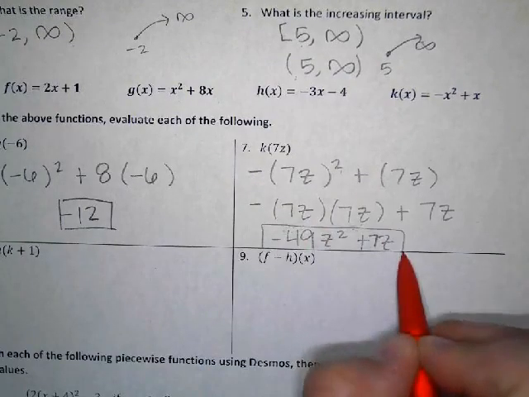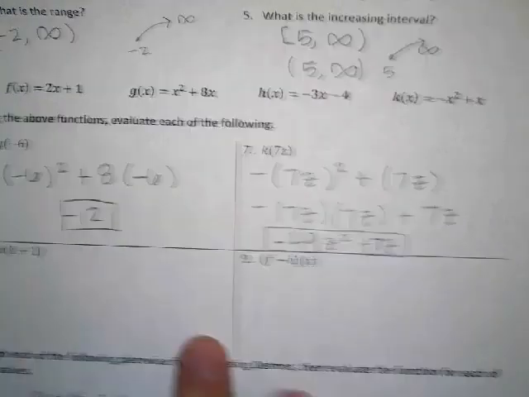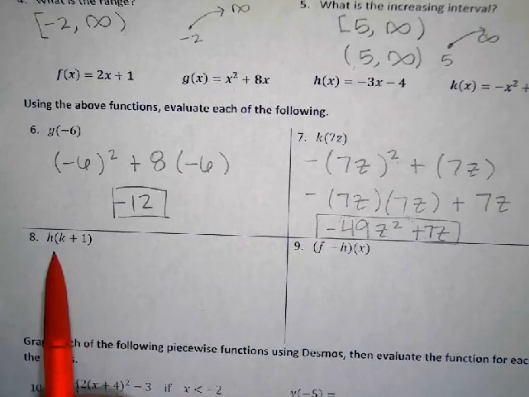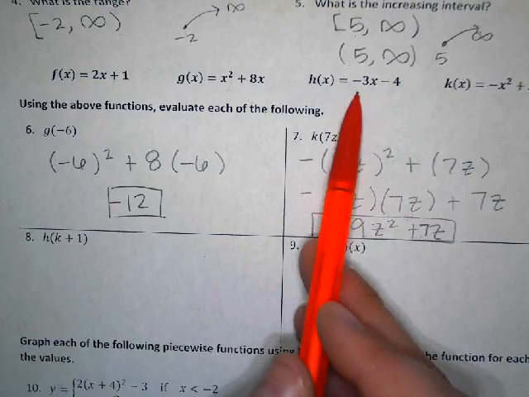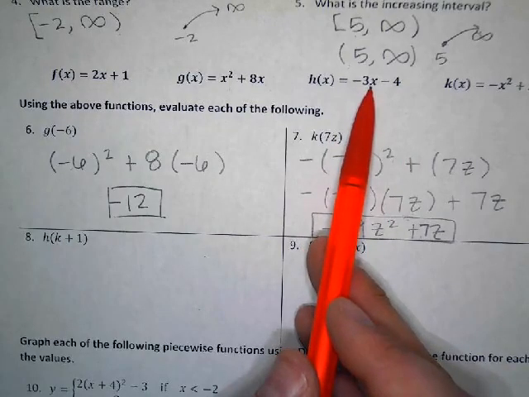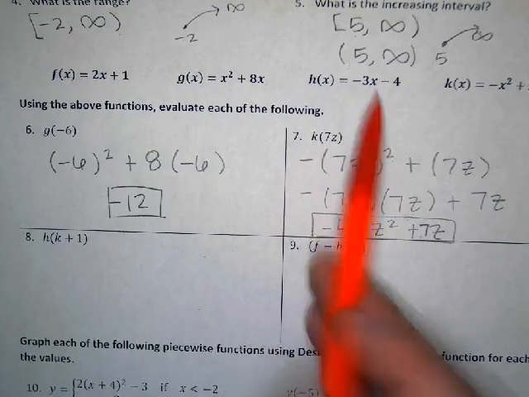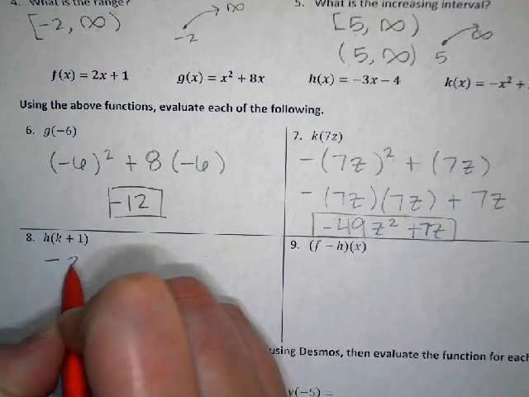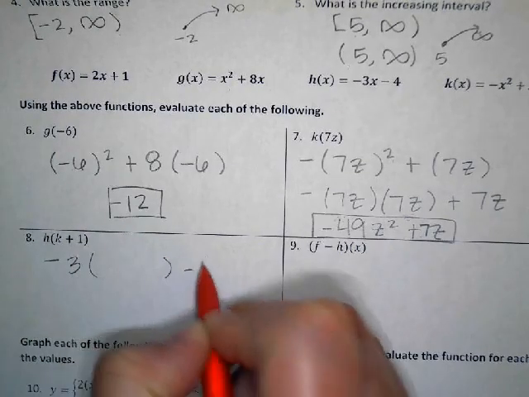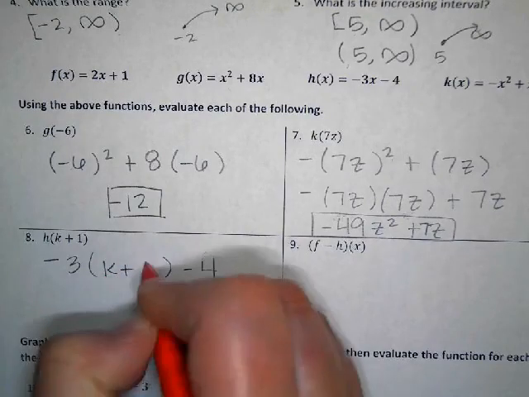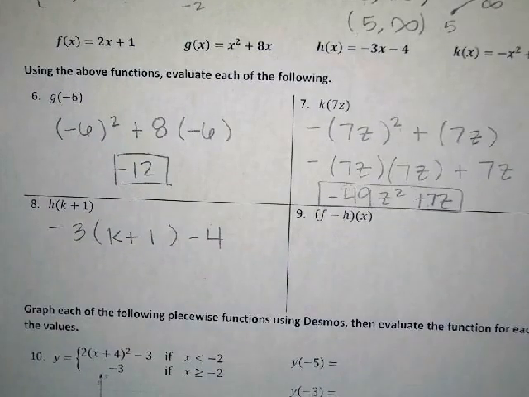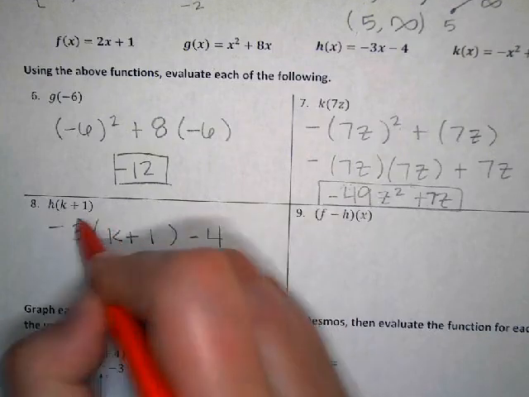Okay, that one's done. All right, and then h of k plus 1, so we're going to take the h function, we're going to take the x out and replace it with k plus 1. So negative 3, take the x out, replace the x with k plus 1, and then what should I do? Distribute the negative 3. So what do I get?